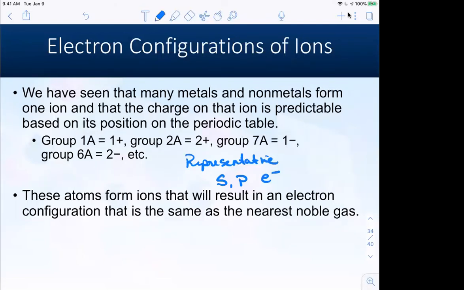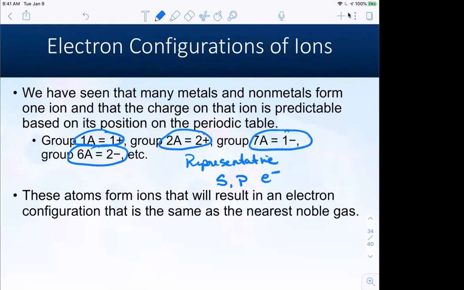But when I look at the representative elements, which deal with the S and the P electrons, I can use the position of the periodic table to predict what the ion charge is. Group 1A always forms a 1+. Group 2A always forms a 2+. Group 7A will gain an electron to become like a noble gas. Group 6A will gain 2 electrons, become 2-. Remember, if I lose electrons, I'm losing negative charge, I become positive. If I gain electrons, I'm gaining negative charge, I become negative.